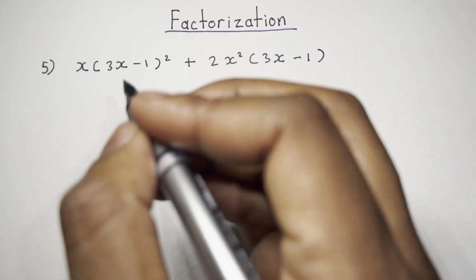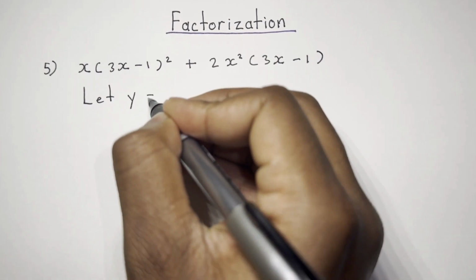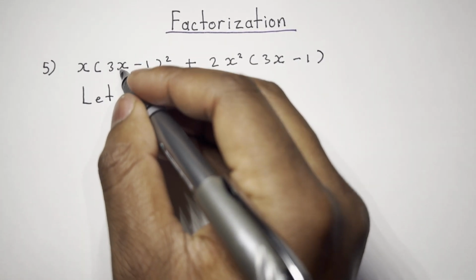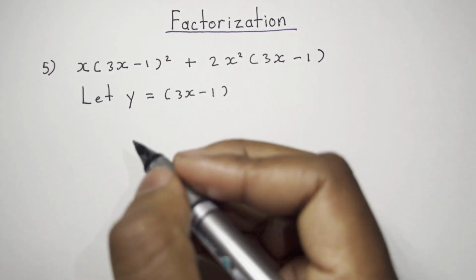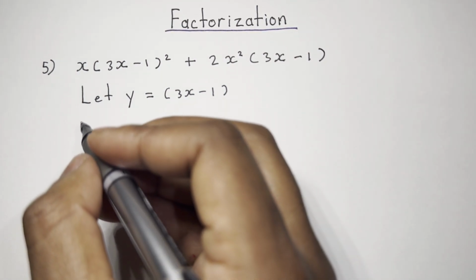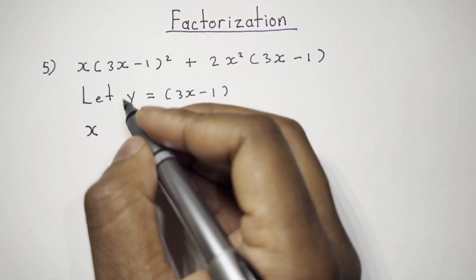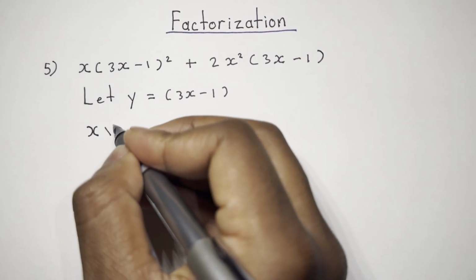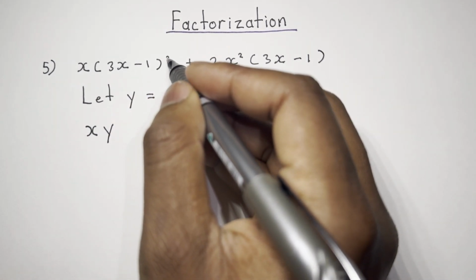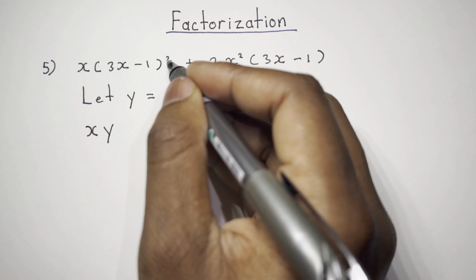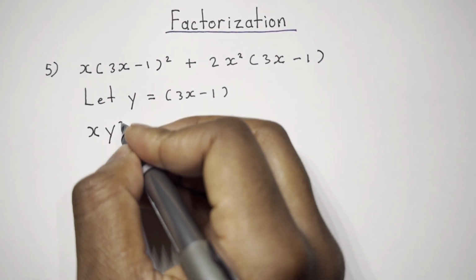So when we encounter an expression looking like this, we say let y equal, and we're going to use the binomial 3x minus 1. Now we're going to rewrite the expression. So we have x and y, because y equals 3x minus 1. And be careful, always remember to include the exponents. So we have a squared here, so we have to put the 2 here.